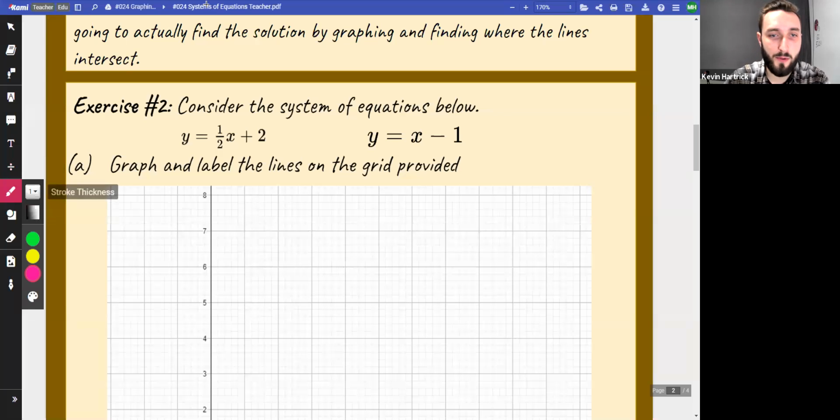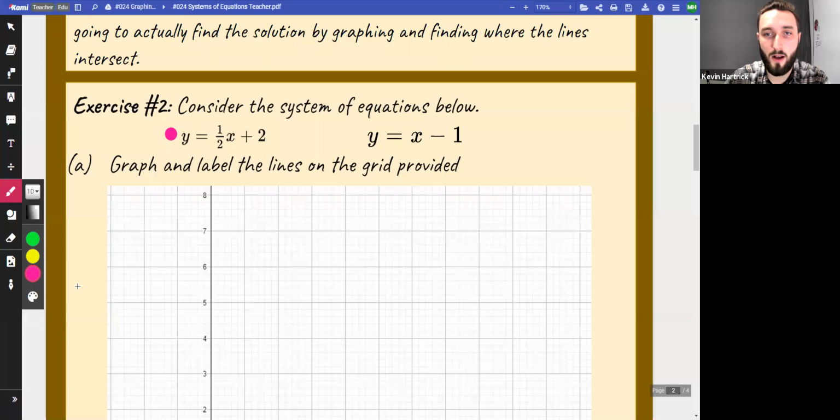And this is why, guys, I was so hung up on precision when we were learning how to graph lines, because you are going to have to be very precise with this. The reason is that these lines will cross at one point, and you have to make sure that you find that one point. And the only way you can do that is by being very neat and precise with your graphing. So let's start with this first one here.